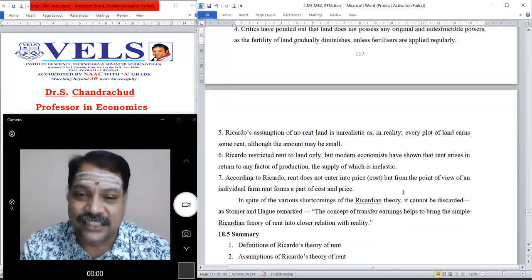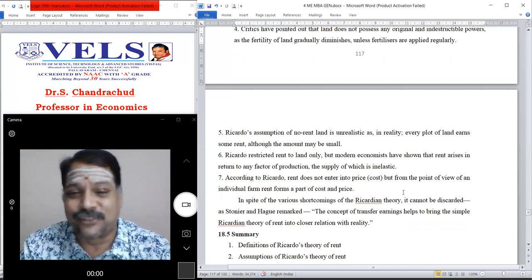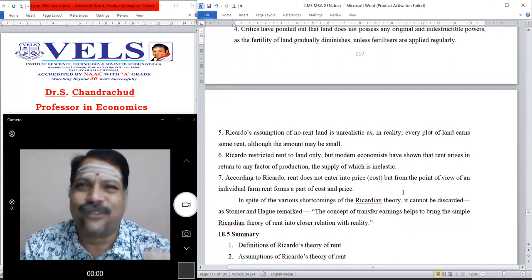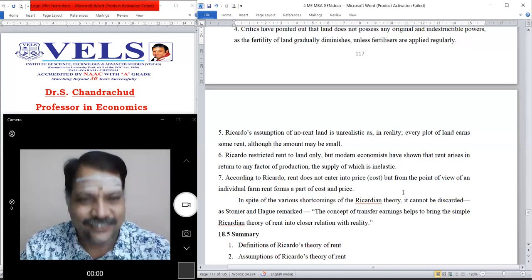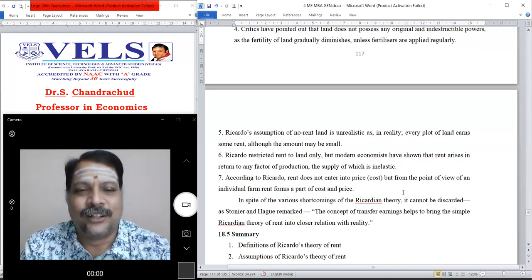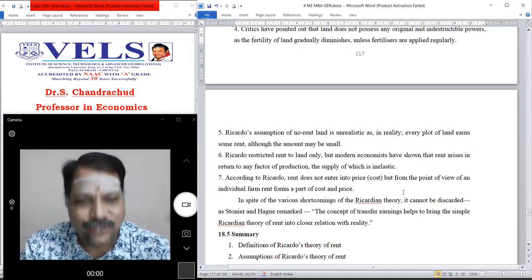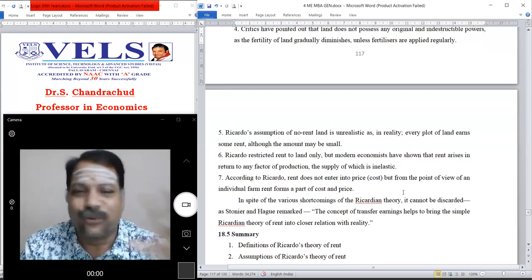Ricardo restricted rent to land only, but modern economists have shown that rent arises as a return to many factors of production. Why? Because land alone is not having the rent. Even a house has a rent, and machines and other things are also getting rent. So we cannot say the supply of land is inelastic.